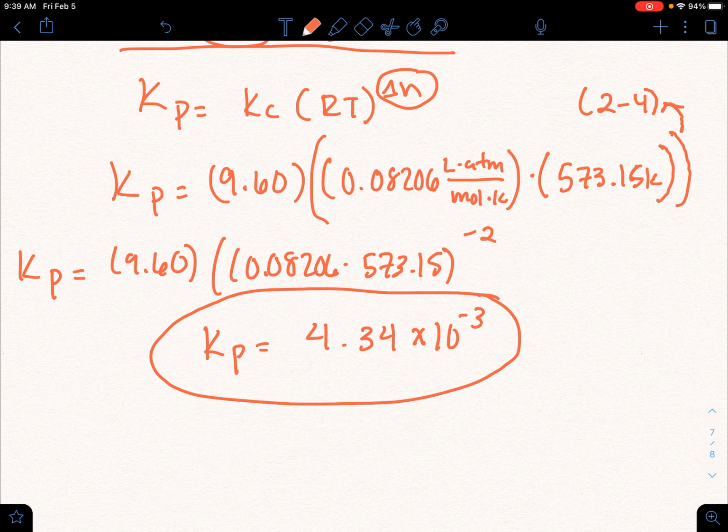In the next video, we'll be talking about probably the hardest concept of this unit that students always struggle with, which is ICE tables, and then obviously Le Chatelier's principle, and then we'll probably move on to acid-base after week 2 or week 4, I guess.